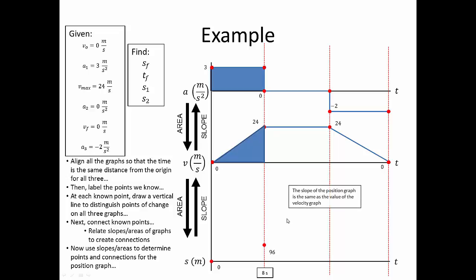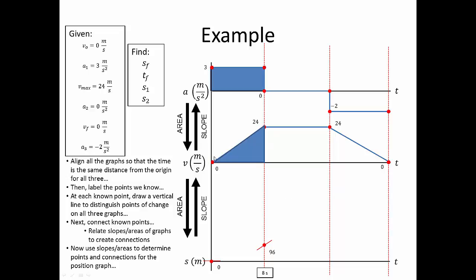Now, the slope of the position graph gives us a value for the velocity graph, but we can use that the other direction as well. We know that this velocity is 0. If that velocity is 0, then the slope at this point must also be 0. Likewise, if this value for our velocity at the maximum is 24, then the slope of the position graph must also be 24 at that same point.